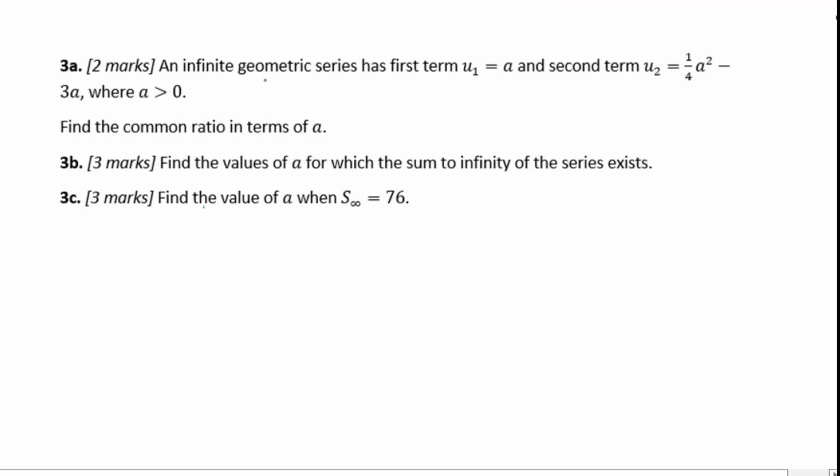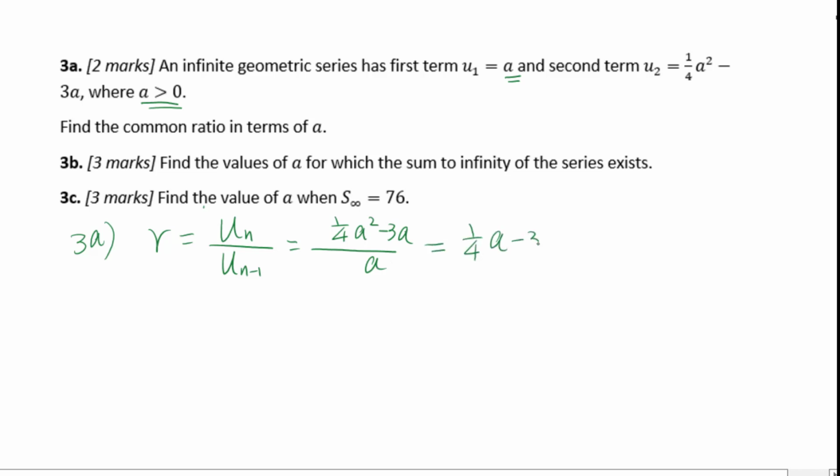An infinite geometric series has a first term u sub 1 equals a, and the second term u sub 2 equals 1 over 4a squared minus 3a, a greater than 0. Find the common ratio in terms of a. We know the common ratio equals u sub n over u sub n minus 1. So we have 1 over 4a squared minus 3a, over a. That equals 1 over 4a minus 3.